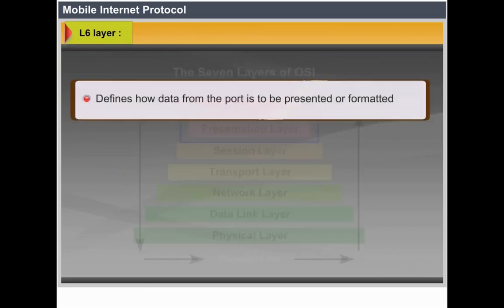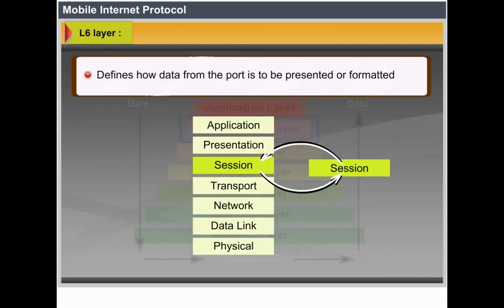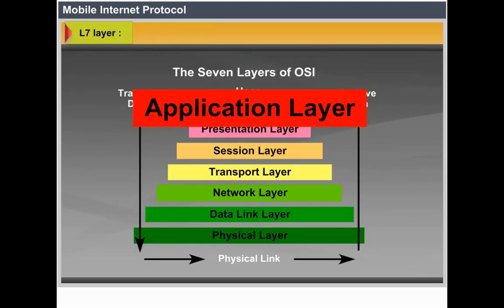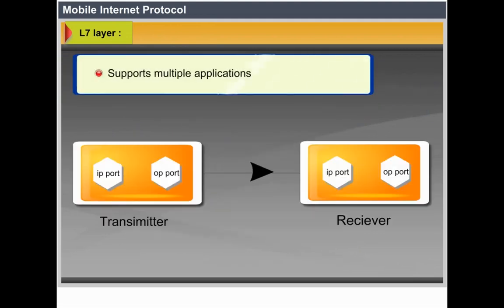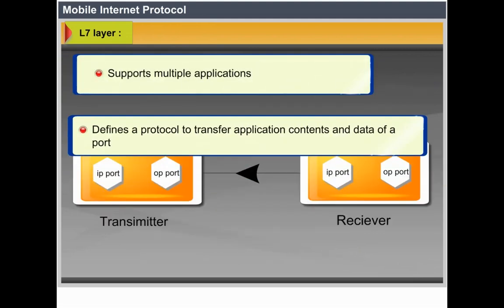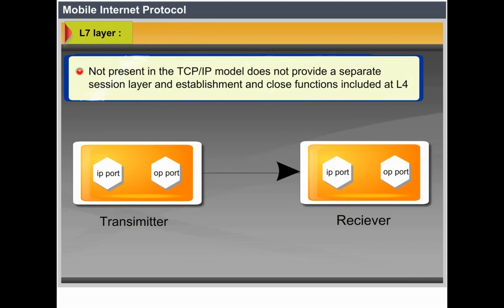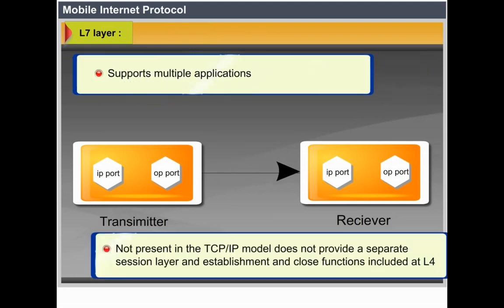L6 layer defines how the data from the port is to be presented or formatted. Not present in the TCP/IP model, which does not provide for a separate presentation layer; presentation functions are included at L7. L7 layer supports multiple applications. It defines a protocol for transferring application contents and data of a port. Each port application defines a service access point at the L7 layer.